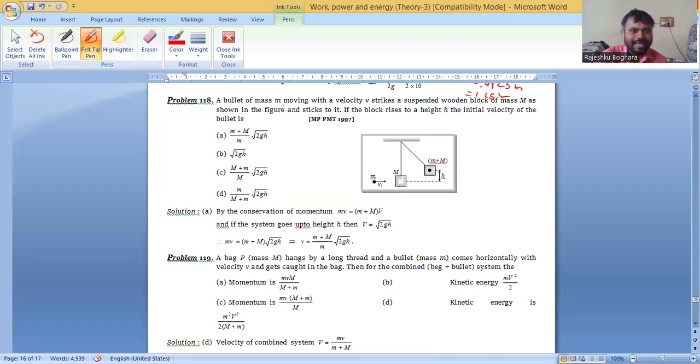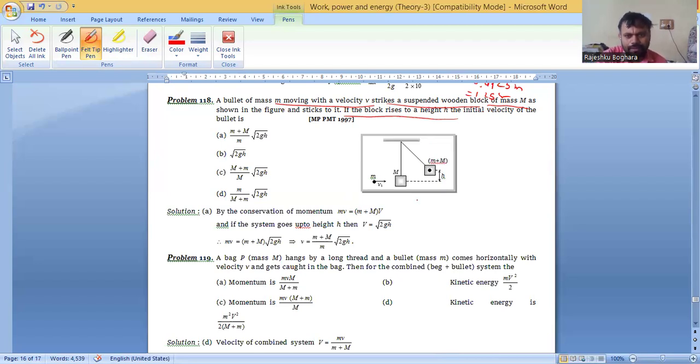Next, a bullet of mass m moving with velocity v strikes a suspended wooden block of mass capital M, figure 5, and sticks to it. If the block rises to height h, the initial velocity of the bullet will be? Initial velocity we have to find.